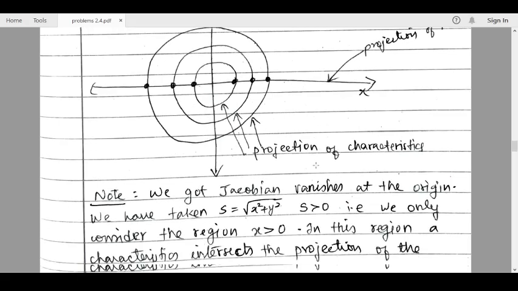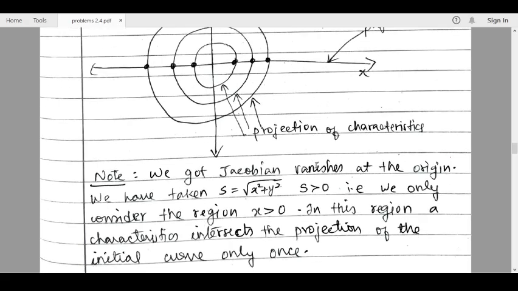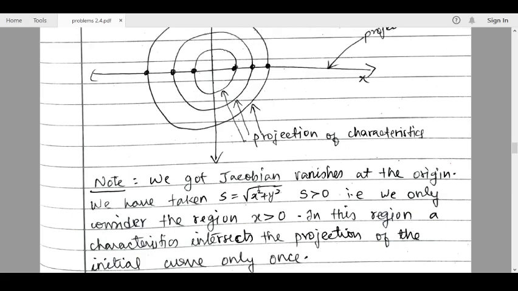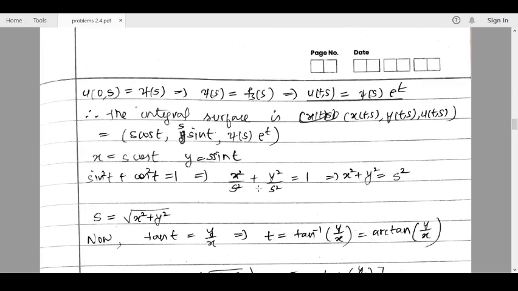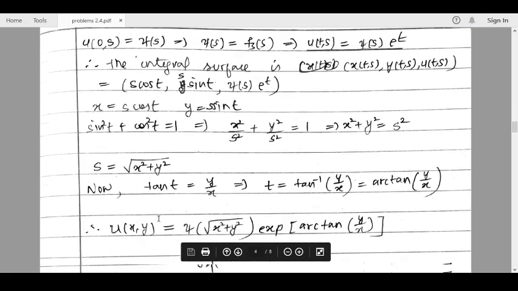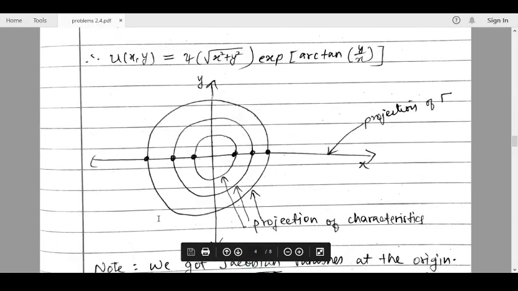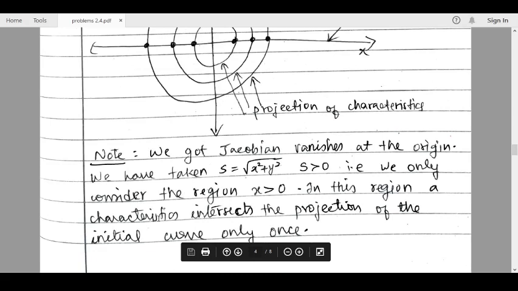Now we also got that the Jacobian vanishes at the origin. We got the Jacobian as minus s. Now we have s equal to root of x square plus y square because s is positive. It means that we have discarded the negative region. Here we got s square equal to x square plus y square, and we have considered only the positive region. We have discarded the negative region. So s cannot be negative.